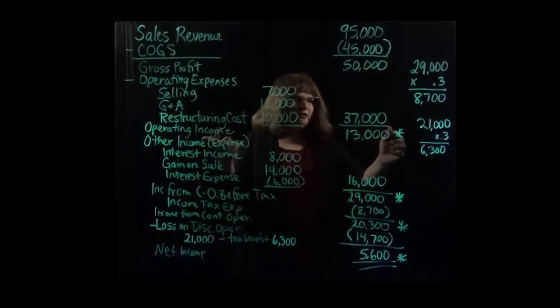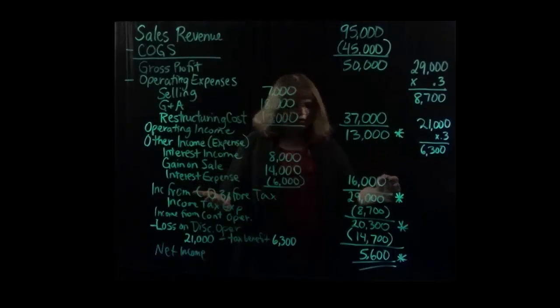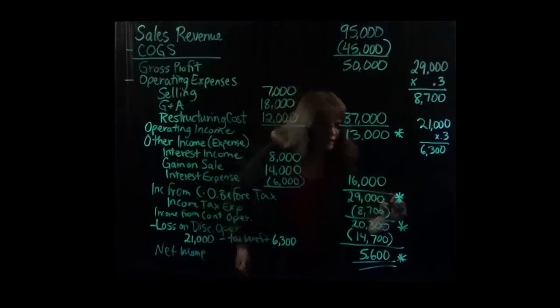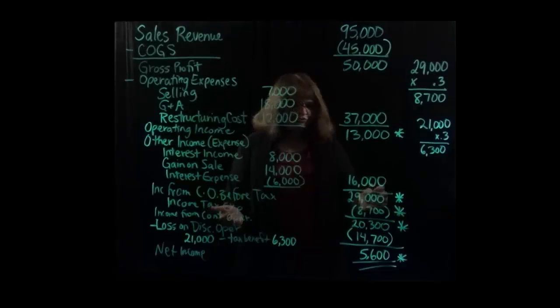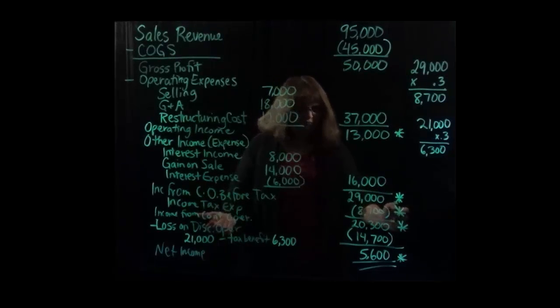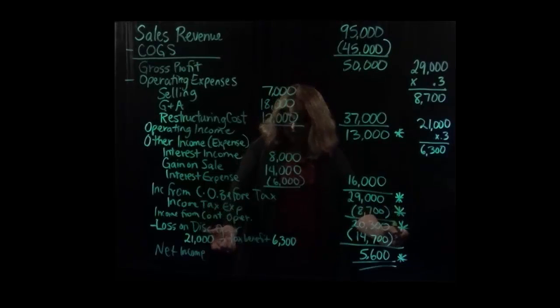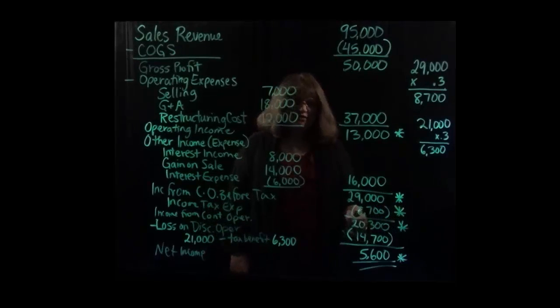So you had operating income of $13,000, we had income from continuing operation before taxes of $29,000, then we had income tax expense, I forgot to put an asterisk by that, of $8,700, then that left us with income from continuing operations of $20,300, and then down to net income of $5,600.